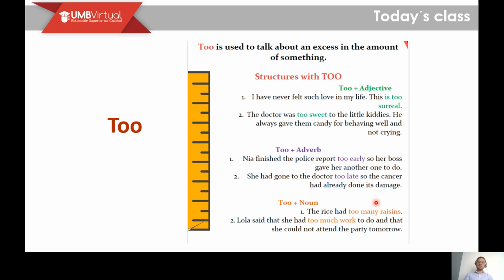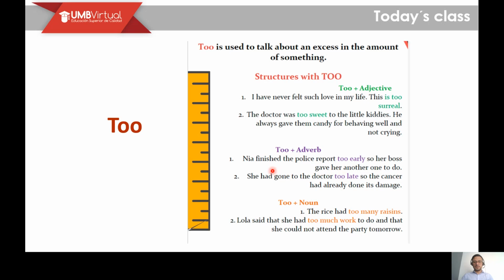The next topic is too. Structures with too. Too plus the adjective. I have never felt such love in my life. This is too surreal. And we use too to talk about an excess. Yes, that is something in extremely excess. Cuando hay en exceso algo, we use too. The doctor was too sweet to the little kitties.